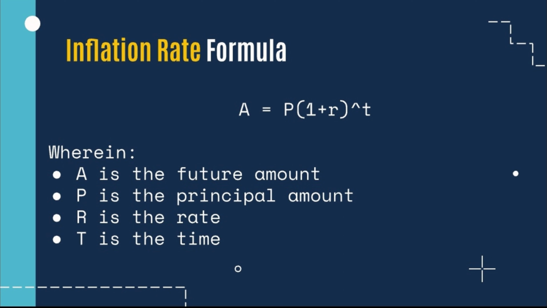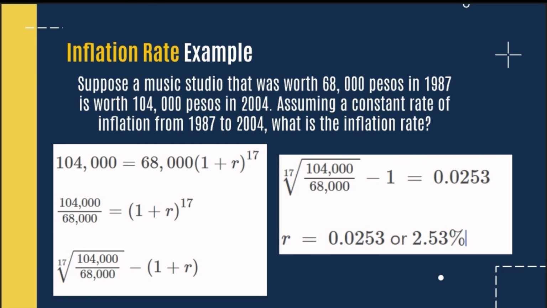For example, suppose a music studio that was worth 68,000 pesos in 1987 is worth 104,000 pesos in 2004. Assuming a constant rate of inflation from 1987 to 2004, what is the inflation rate? To solve this inflation rate, substitute the problem in a compound interest formula.